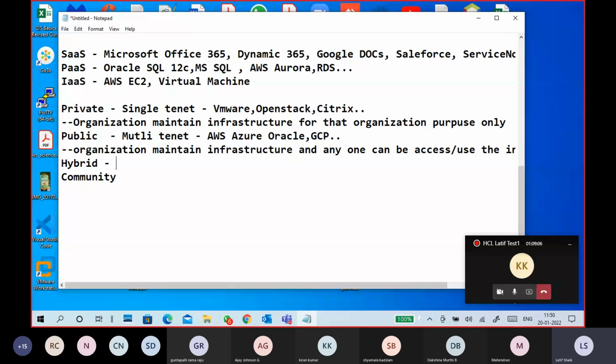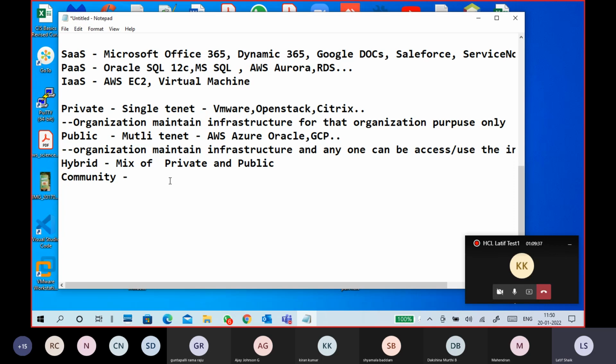Okay, it is a mix of private cloud and public cloud. Okay, I have a private cloud, and my infrastructure is not enough. Then I use public cloud. That is a mix of private and public, called a hybrid cloud.